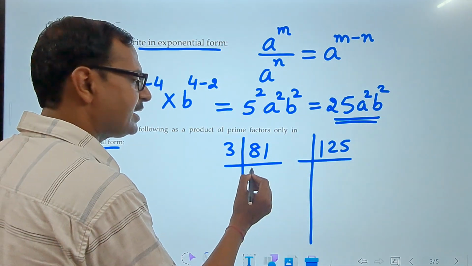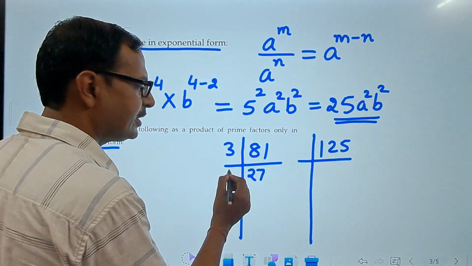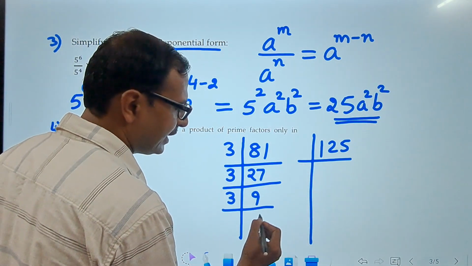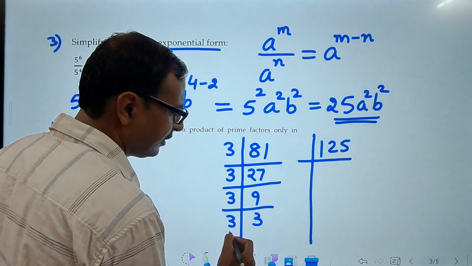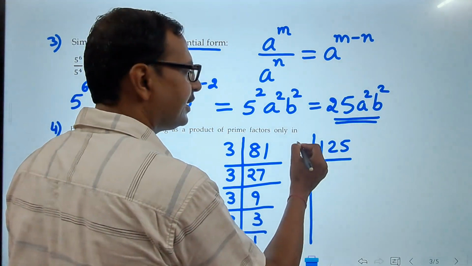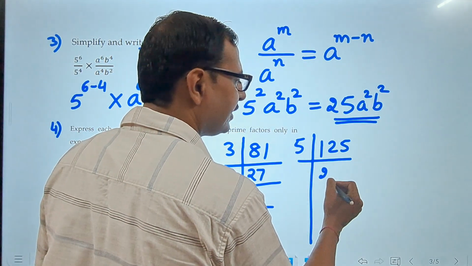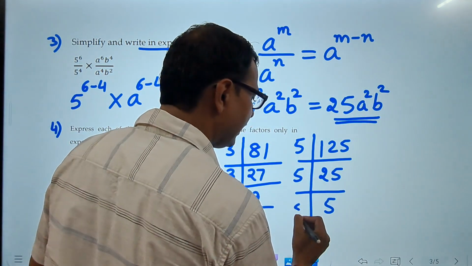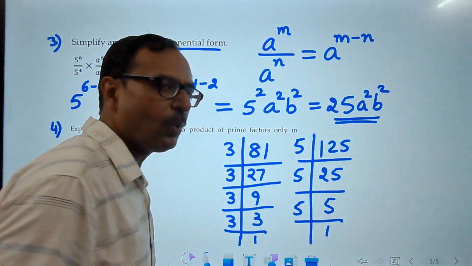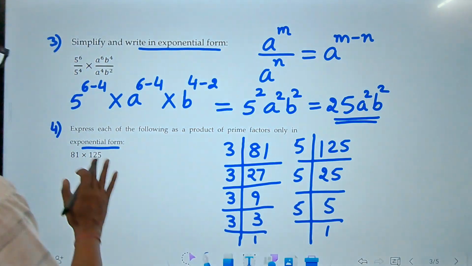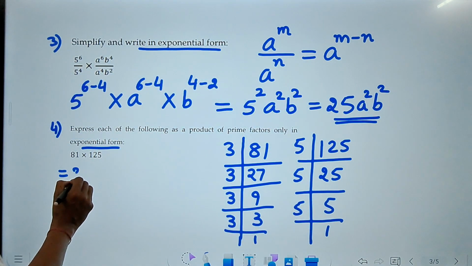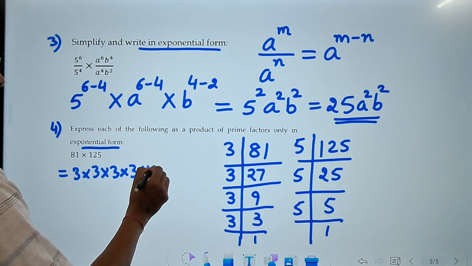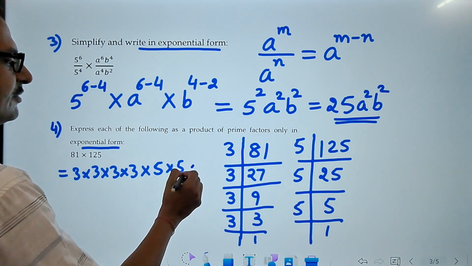This is divisible by 3, which gives me 27 as the quotient. Divisible by 3 gives me 9 as the quotient. Divisible by 3 gives me 3 and then the final 3. Here it is divisible by 5, so it gives me 25. Then 5 gives me 5 and finally we have another 5 which gives me 1. Let's write all these factors here. 81 is 3 times 3 times 3 times 3 and 125 is 5 times 5 times 5.